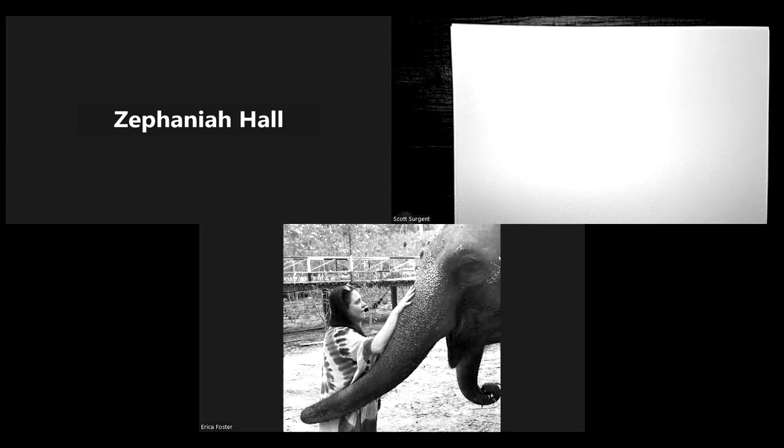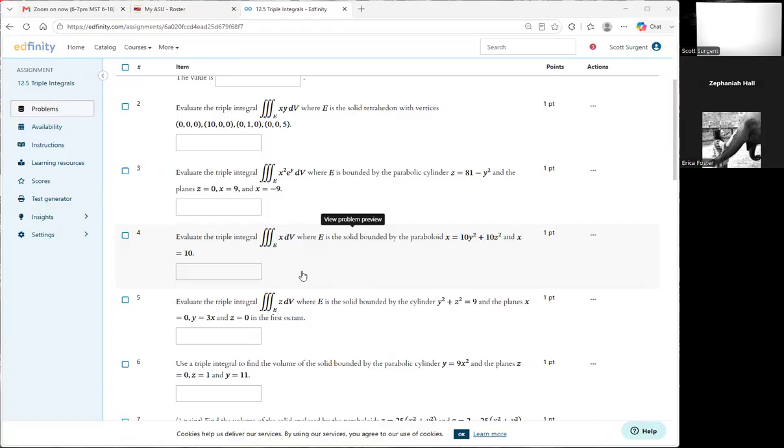All right. 12, 5, number 4. Yeah, they only give you x equals for it, and then you're doing the triple integral. So I just wanted to see the process and which one you would select to do as your inner, middle, and outer integral.